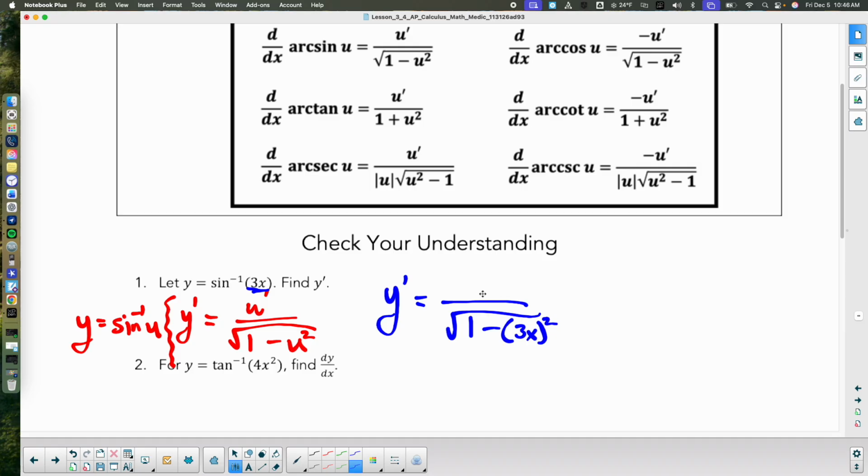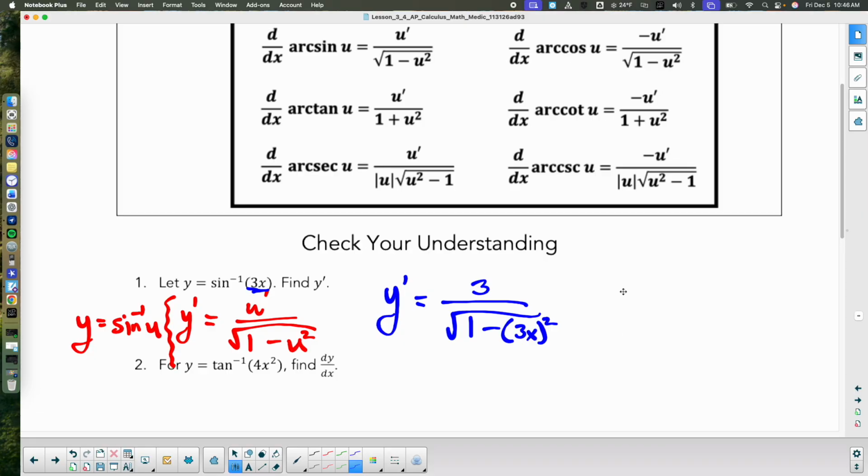Elise, what would u prime be? 3. Correct. Perfect. Okay, I'm okay if you leave it like that. If you want to write it as 9x squared, sure. But the one thing I want to make sure you don't do is the square root of 3x squared, because this subtraction symbol right there means that you cannot do the square root of them separately.